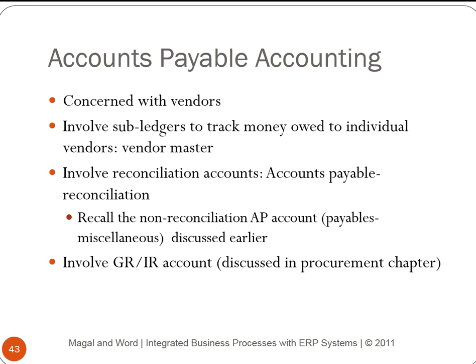Accounts payable: what do you need to pay to your suppliers or your vendors? That involves subledgers to track the money. It involves reconciliation accounts, and it involves goods receipt, GR, and invoice receipt, IR.